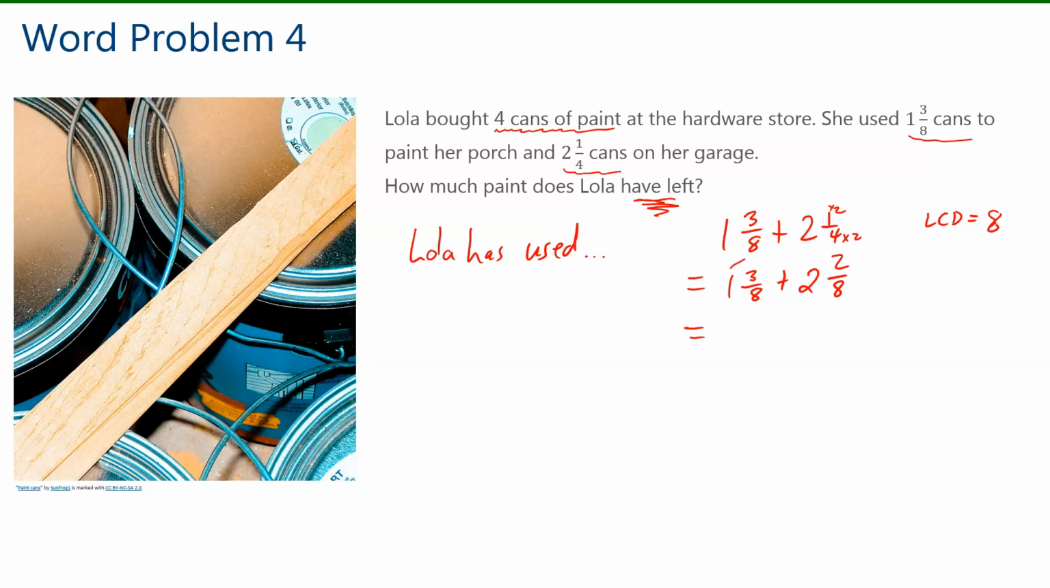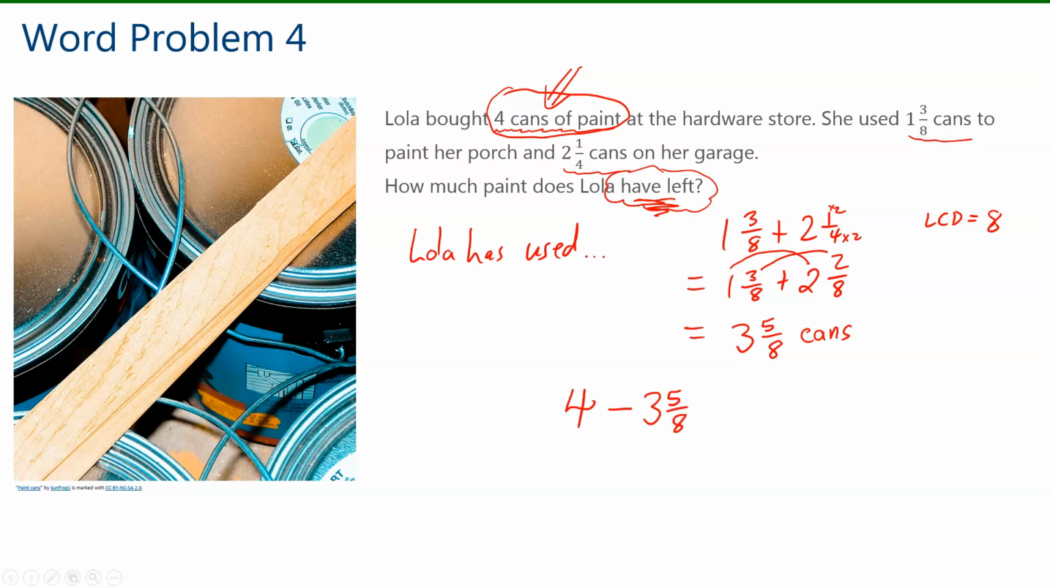I can now add the whole number parts, and that gives me 3. I add the 2 proper fractions, and that gives me 5/8. So thus far in her painting project, Lola has used 3 5/8 cans. Now comes the second part. How much does she have left? This is where this piece of information becomes important. We know that she initially purchased 4 cans of paint. We start off with the 4. We take away what she has used. So we have 4 subtract 3 5/8.